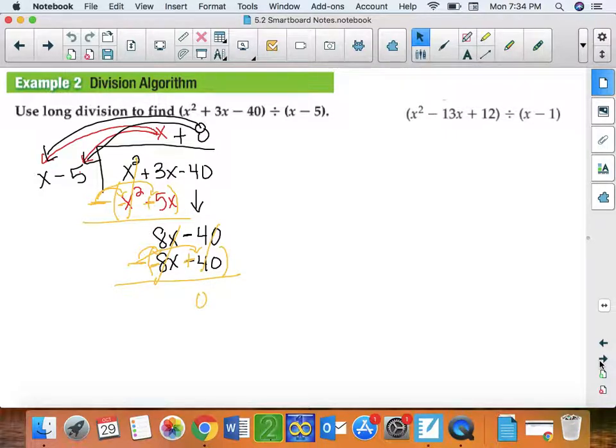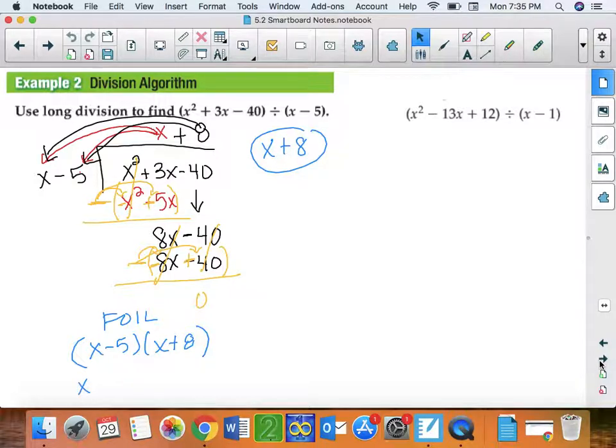So the answer would be x plus 8. And so how could we check that? Well, x minus 5 times x plus 8, if I did FOIL of that, I should get x squared plus 3x minus 40, which is what we started with.